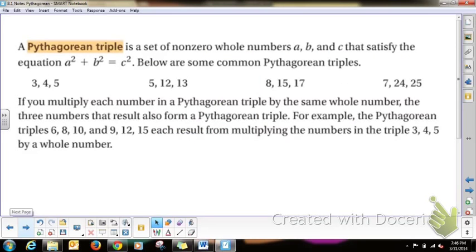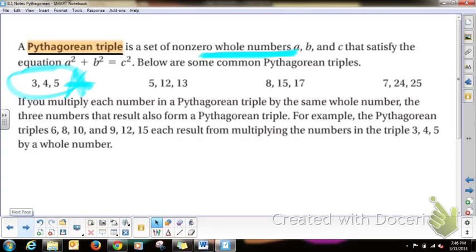A Pythagorean triple, which again we've discussed a few times, is a set of non-zero whole numbers A, B, and C that satisfy the equation A squared plus B squared equals C squared. So a Pythagorean triple, those are whole numbers. No decimals, no radicals, whole numbers. So here are some common Pythagorean triples. We've talked about this one, 3, 4, 5, but then there's also 5, 12, 13, 8, 15, 17, 7, 24, 25. These are not the only Pythagorean triples, but these are common ones. And this one especially, you see a lot.